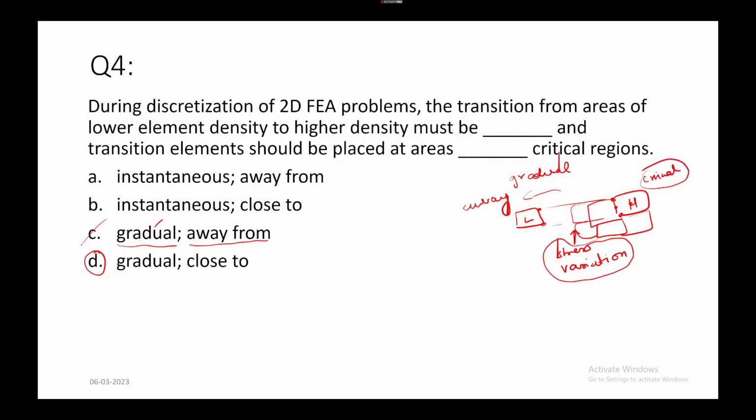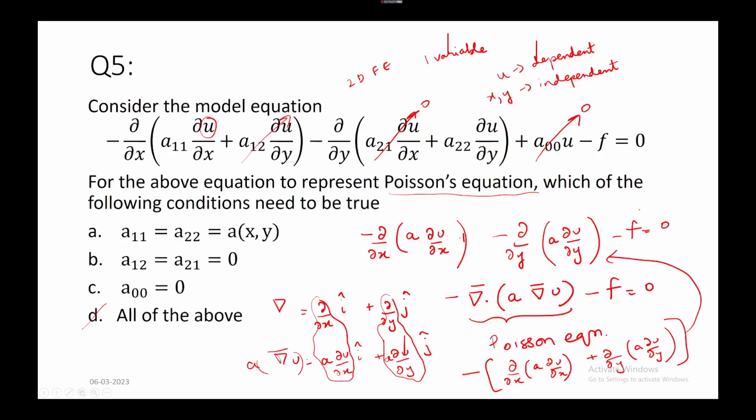Another thing we saw is that the transition from lower element density to higher element density must be gradual, and transition elements should be placed at areas away from the critical region, because there will be stress variation associated with transition elements, and that stress variation should not interfere with the critical region. So that was regarding the discretization.